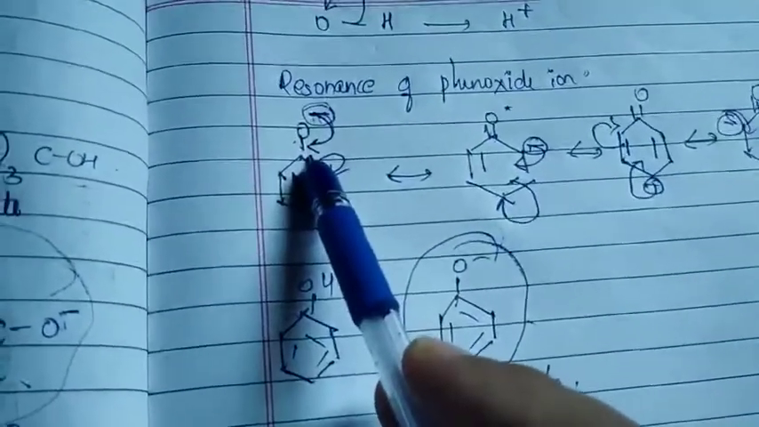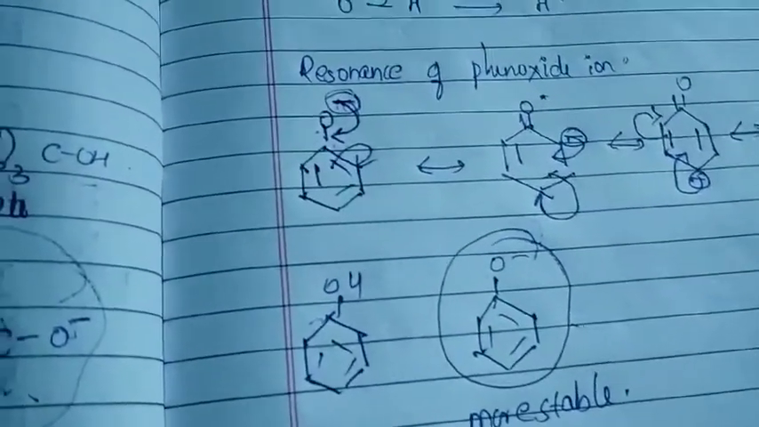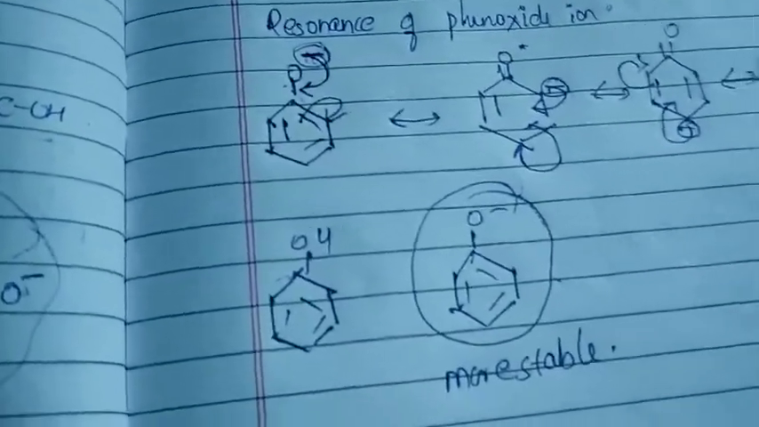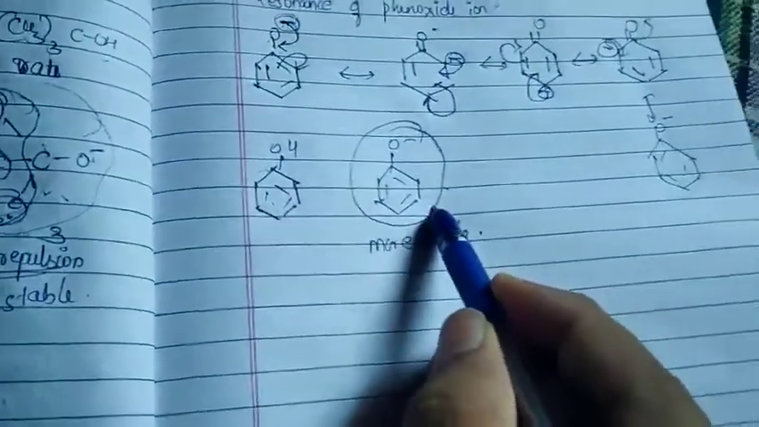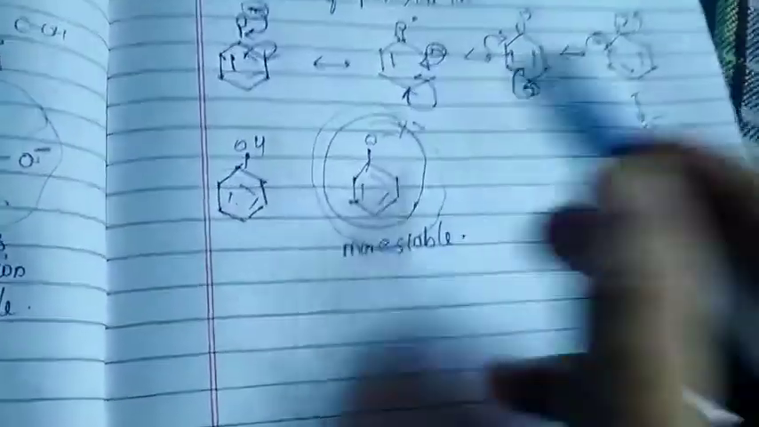Once resonance is involved, the charge has been delocalized. So in turn, the phenoxide structure will be more stable. So when we compare phenol and phenoxide ion, which one is more stable? Phenoxide is more stable.